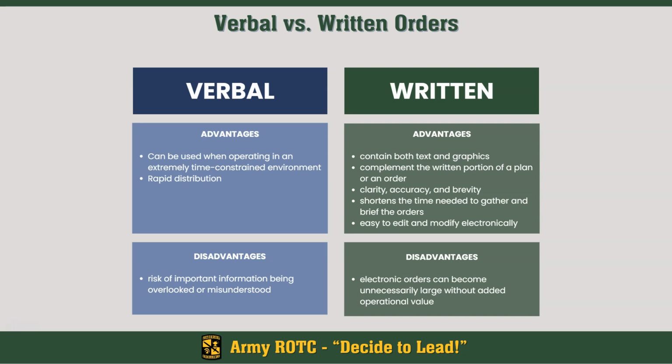Now, when it comes to written orders, the advantages there is that you can use both text and graphics, so things like overlays and symbols. They complement the written portion of a bigger plan or another order. They focus on clarity, accuracy, and brevity. It shortens the time needed to actually gather people and brief the orders, because a written one you can just send out to all the people. You don't have to spend the time to bring them all together into one circle or one room.